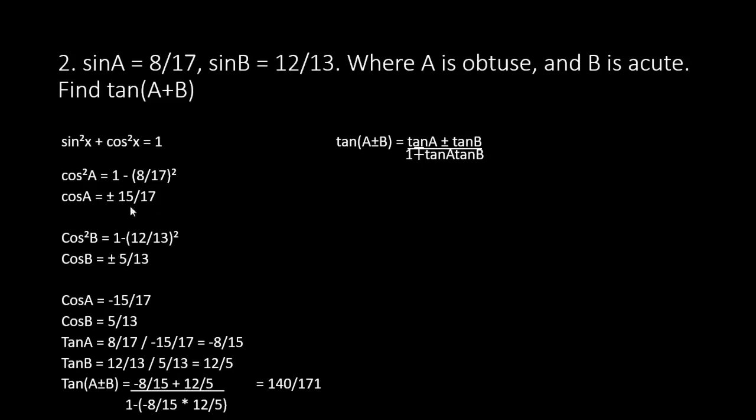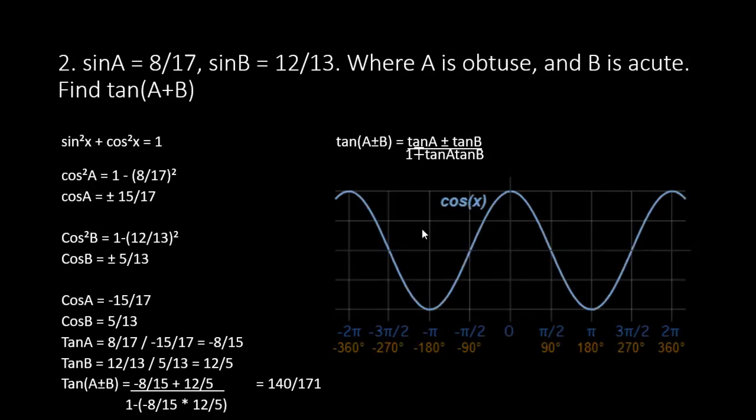Then we have cos B. We do the same with cos B, and it's plus or minus 5 over 13. Right now, what we do is we use this nice little graph that you can't really see that well, but it is a cos graph, and this is 0 right here, and this is the x-axis.